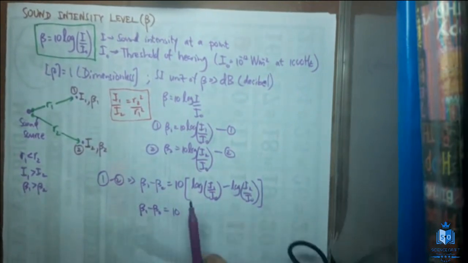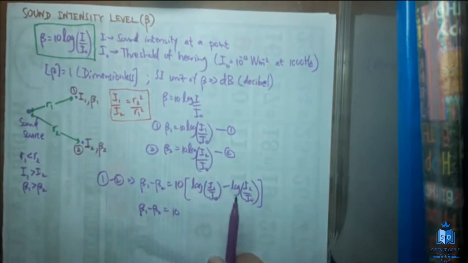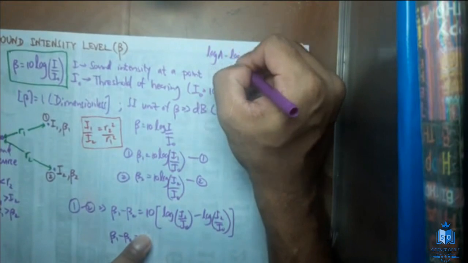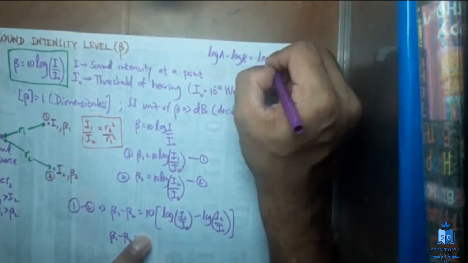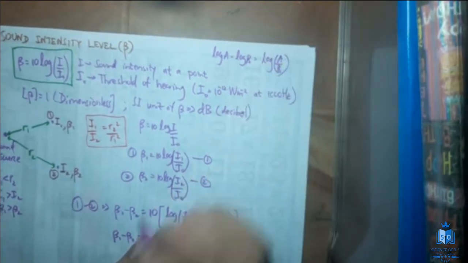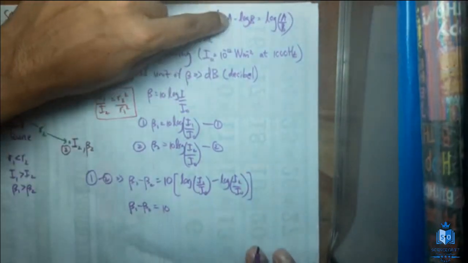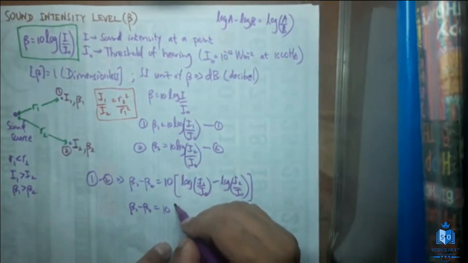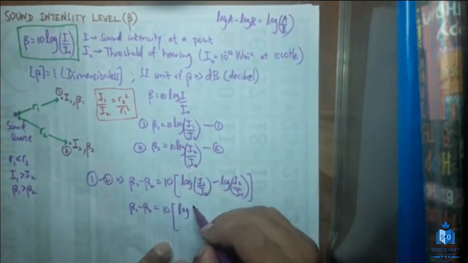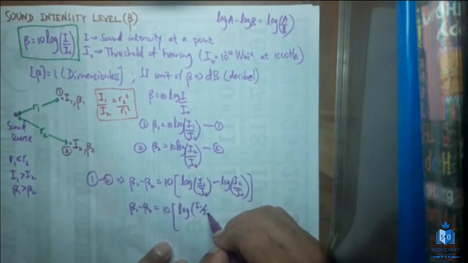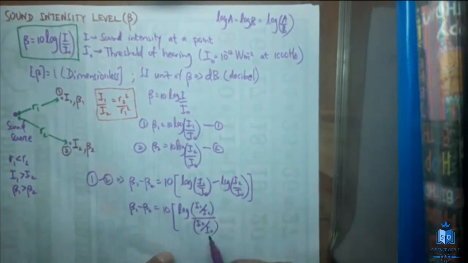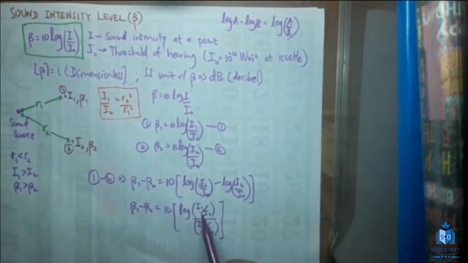10, inside log you have log A minus log B. So what happens when you have a situation like that? When you have log A minus log B, in small classes you must have learned, you can write log A over B. Correct? And when it is plus, you can write log A multiplied by B. So here if you change that, you will be getting log inside I1 over I0 over I2 over I0. I hope you can agree with me on that. Then I0 and I0 will get cancelled off.